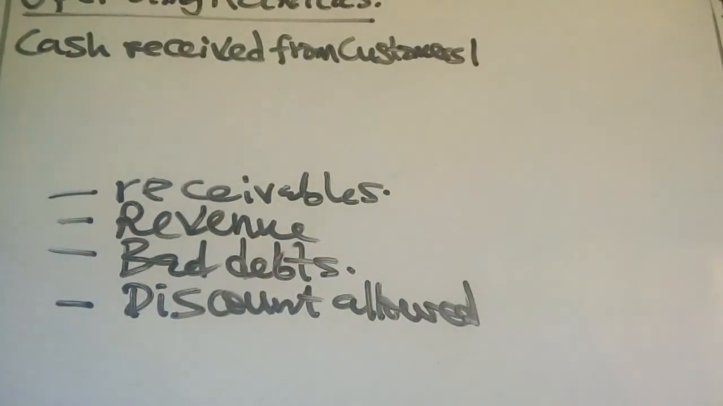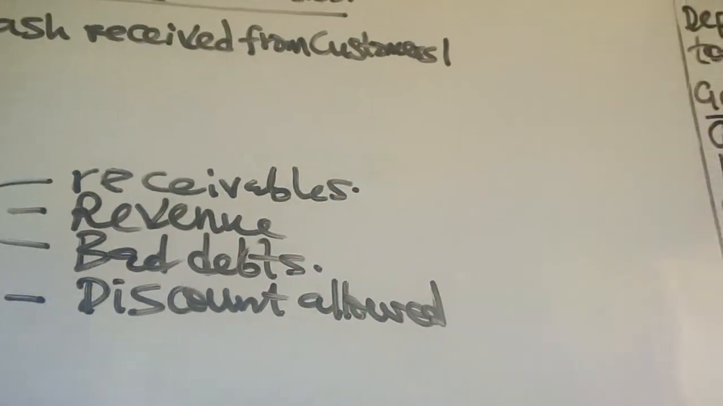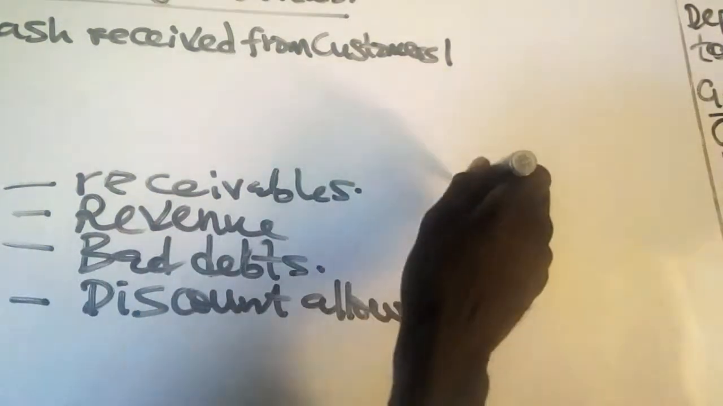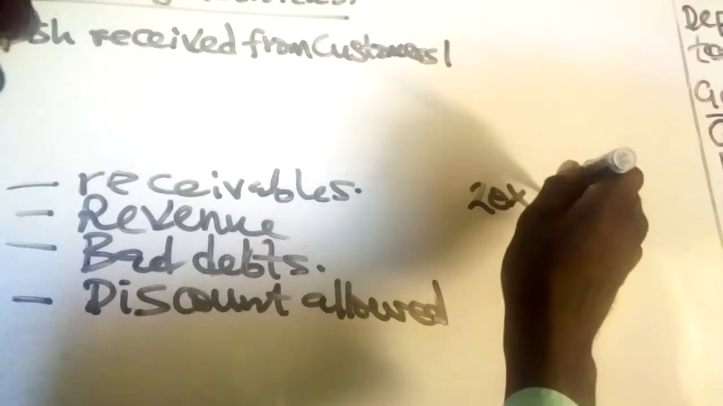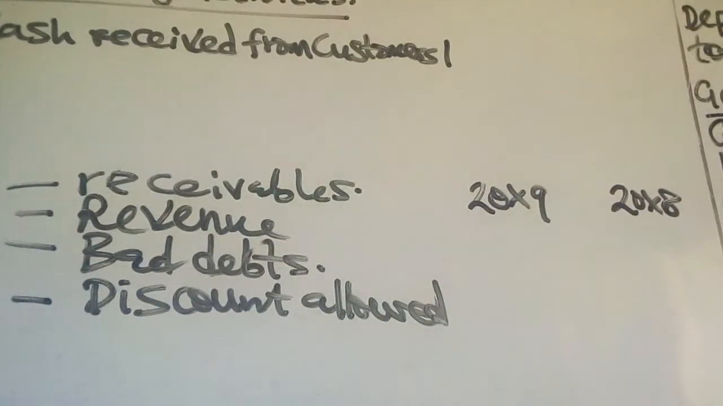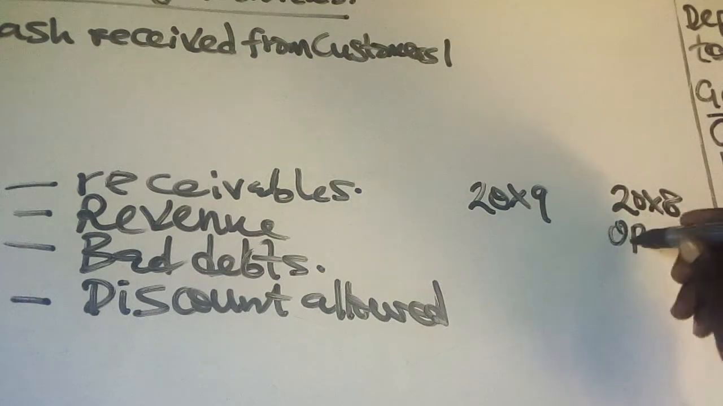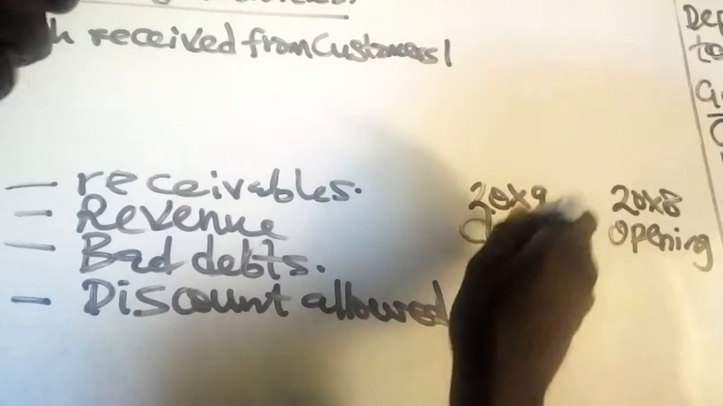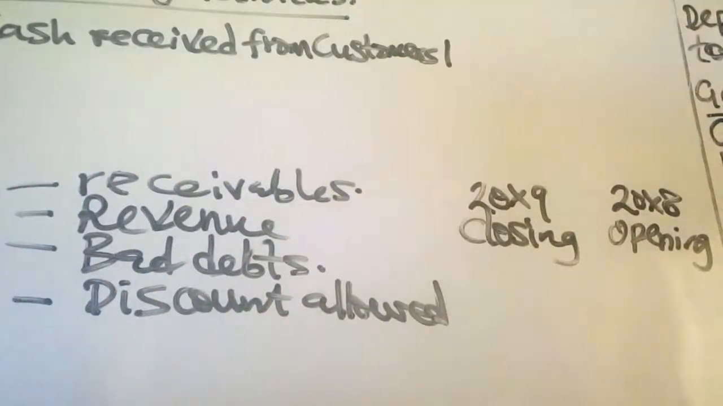If two statements of financial position are given, you have to ascertain which one is the opening and which one is the closing. You may be given 20x9 and 20x8. Where 20x9 and 20x8 are given, 20x8 is opening. Any figure where I say opening balance will be found in the opening statement of financial position. If I say closing balance, it will be found in the closing statement of financial position. I want you to take note of that.